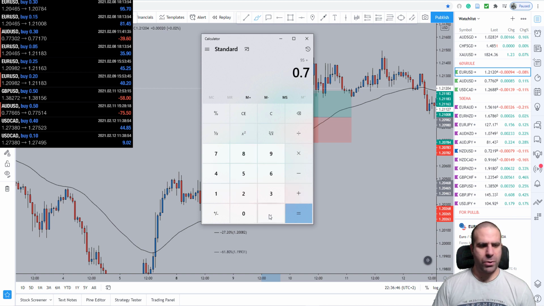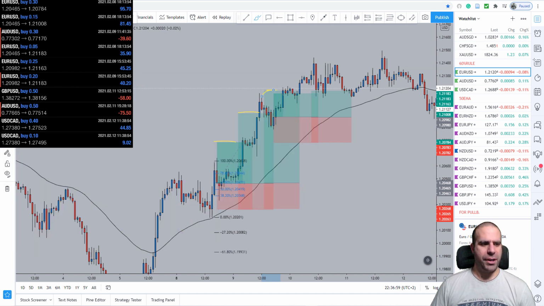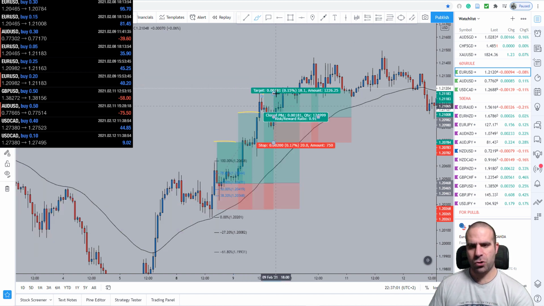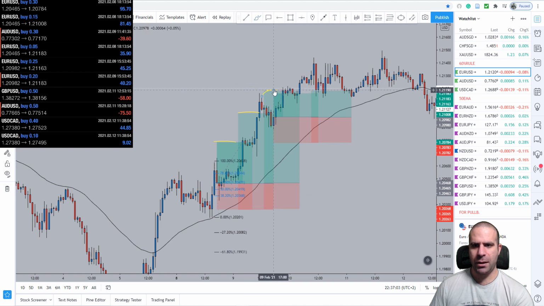So altogether, guys, this trade gave us 95.7, let me do it real quick, plus 81.45 plus 35.9. We had a win of 213 euros over here, and you can see that I closed partial profits all the way, and I minimized my risk, of course.